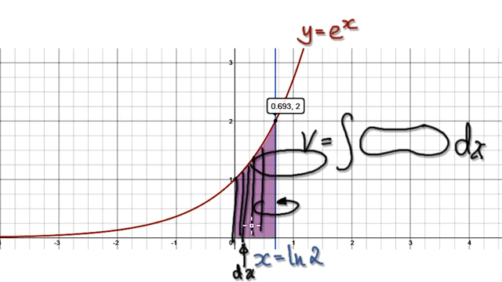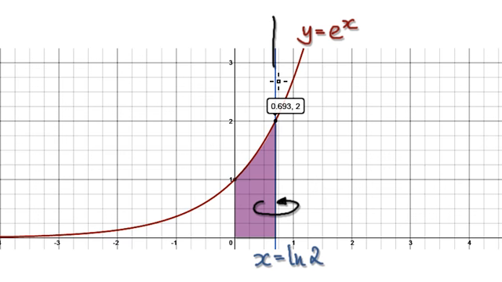So the volume would be us summing up all the cylinders from 0 all the way to the natural log of 2. So the volume is something of this form. Because we are revolving it around this axis, let's look at this particular cylinder here. We need to revolve this 360 along here. So looking at this cylinder, it would be something like this.